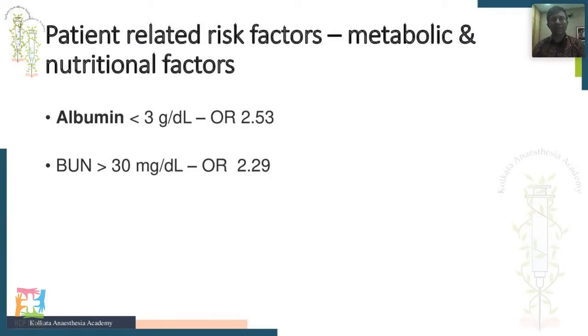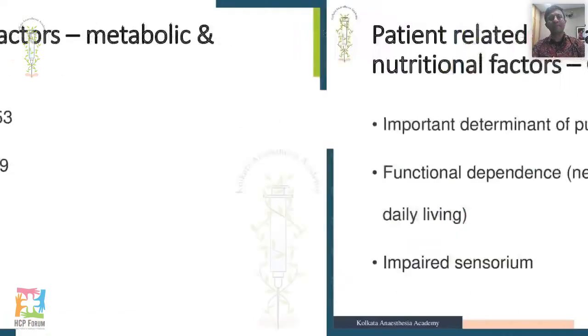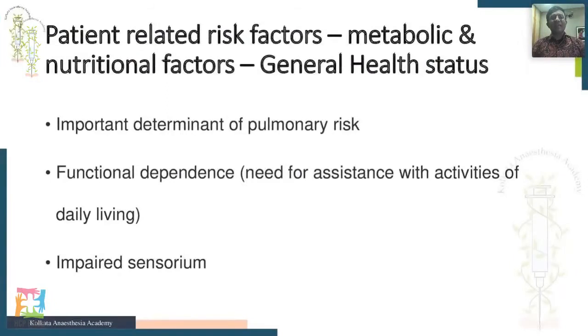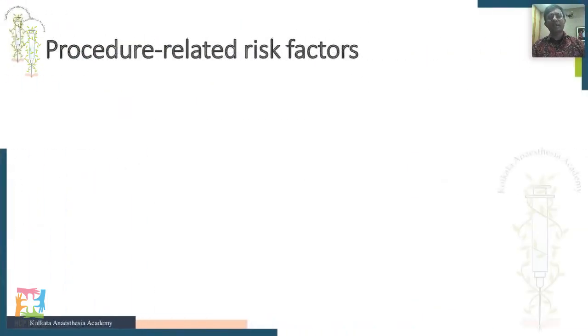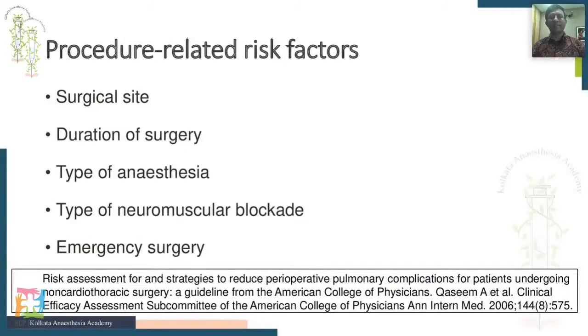Patient-related risk factors about metabolic and nutritional factors. Serum albumin less than 3 is an independent risk factor, and if you've identified this and it is correctable, it is wise to correct it. The other things are very intuitive: functional dependence and impaired sensorium all increase pulmonary risk.